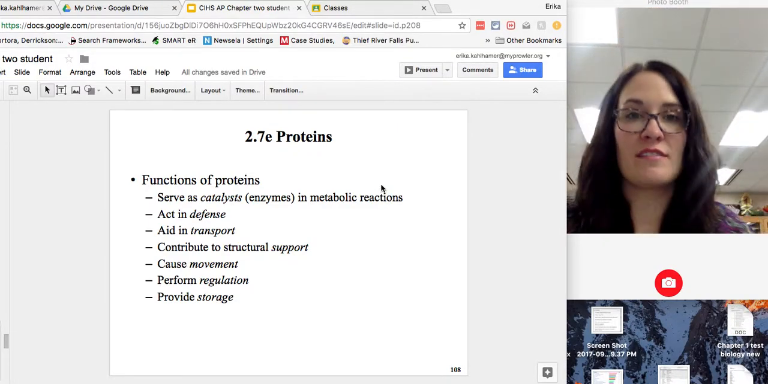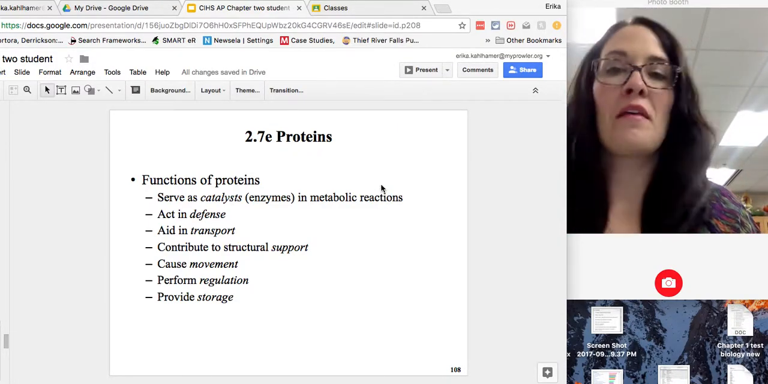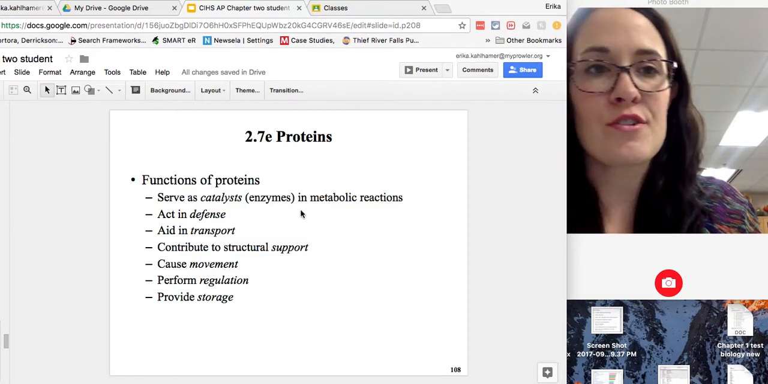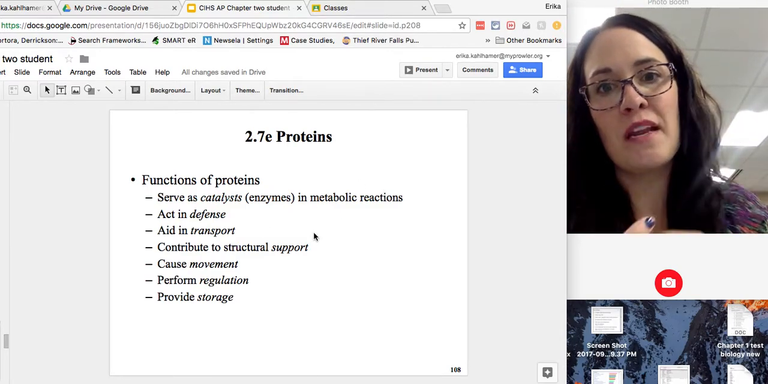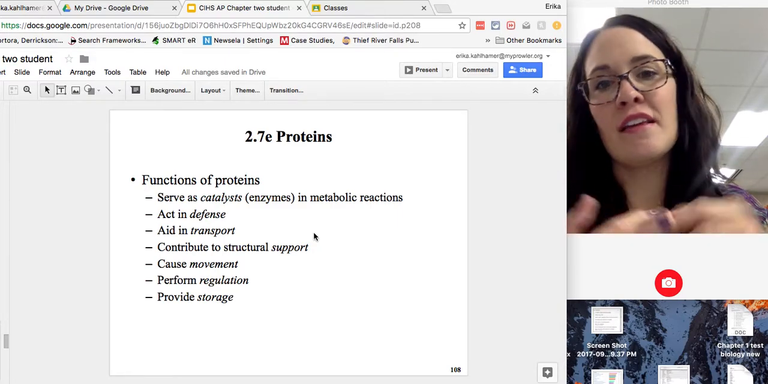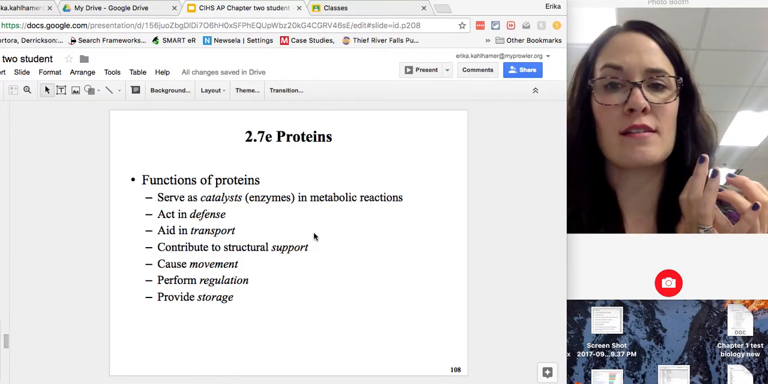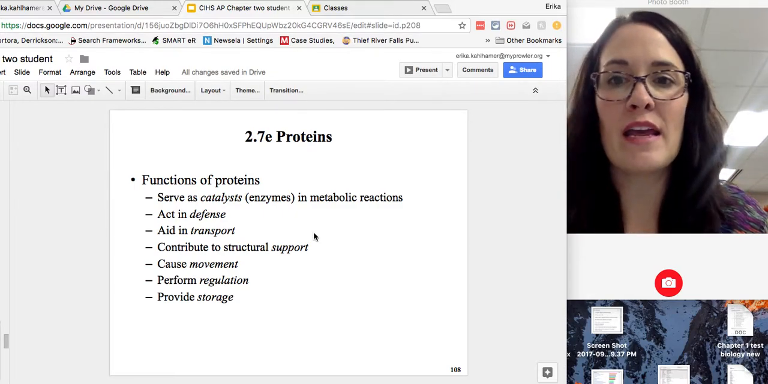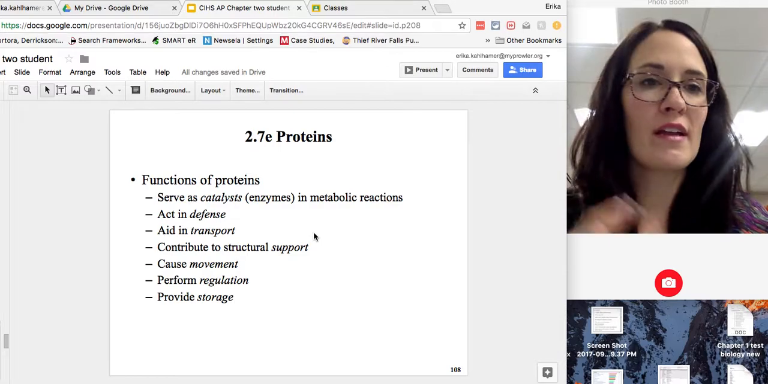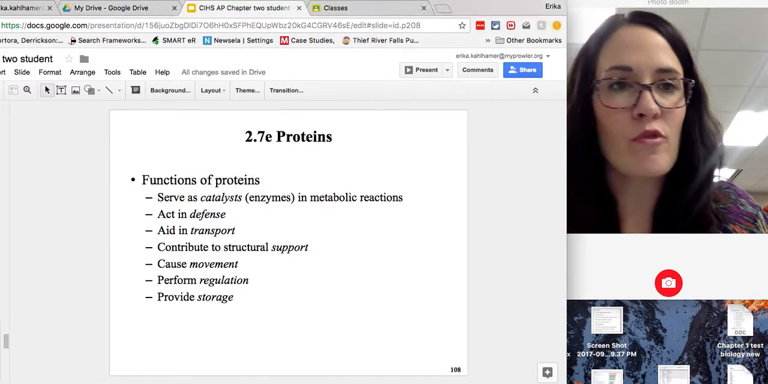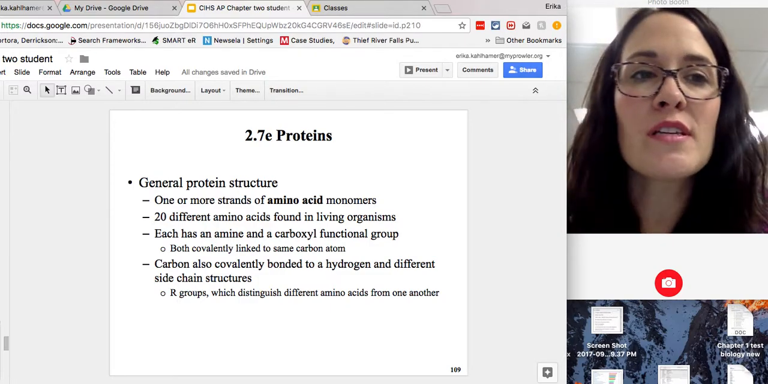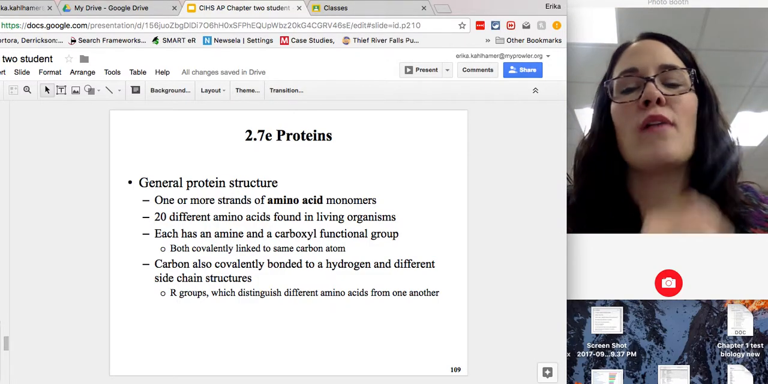All right, proteins. Part 4. They have many diverse functions in the body. Their enzymes act as catalysts, speeding up metabolic reactions. They defend you. They transport things like hemoglobin. They can contribute to structure and support of your body, cause movement, regulate things in your body, perform storage. Important. So, to build one, you need to assemble the monomers called amino acids.